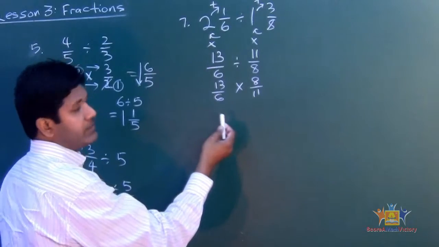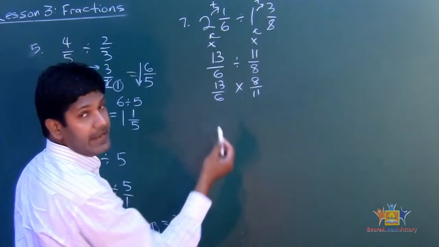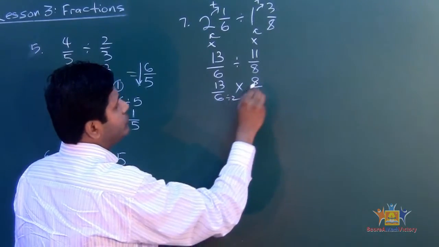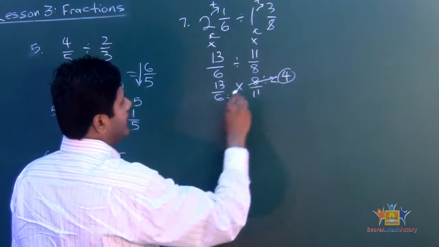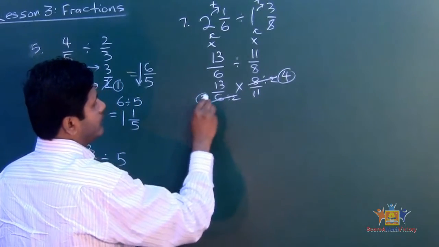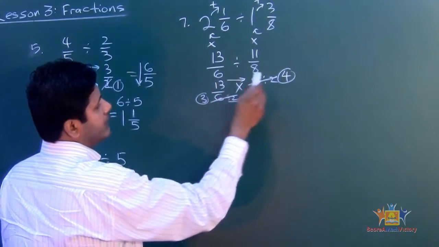Alright, now I want to see if I can simplify. Now 13 and 11 I can't, but 6 and 8 I can. I can divide this by 2. I can divide this by 2. So this one gives me 4 and this one gives me 3. So now I can use the double arrow method. See that? So 13 times 4.